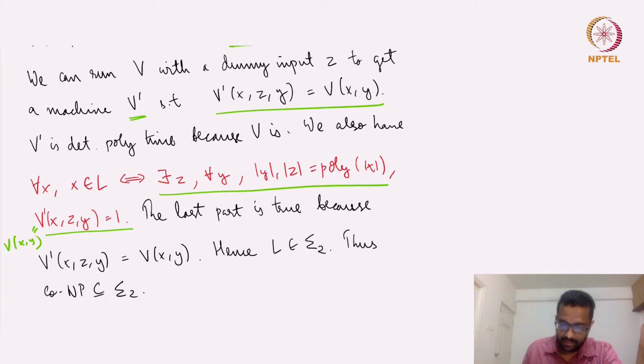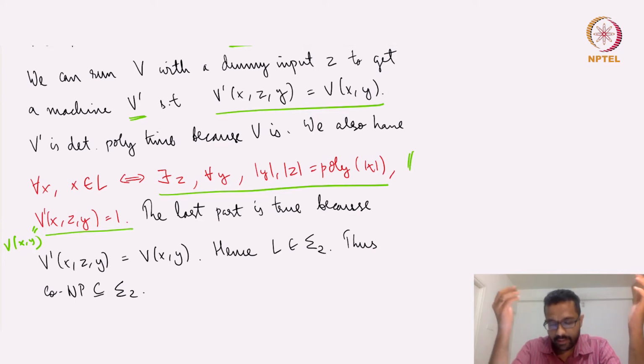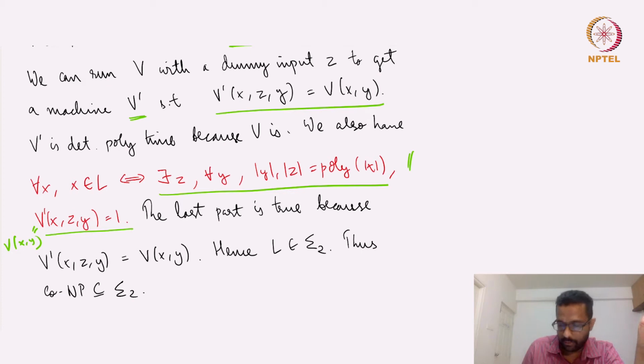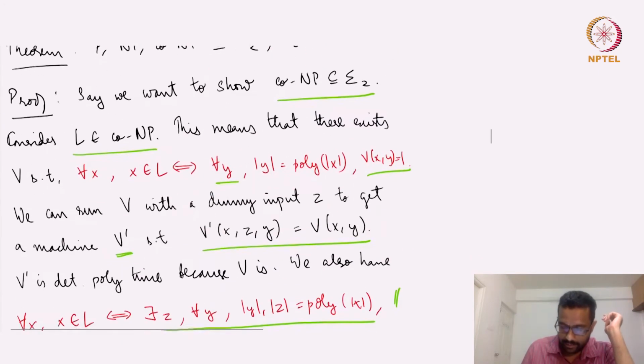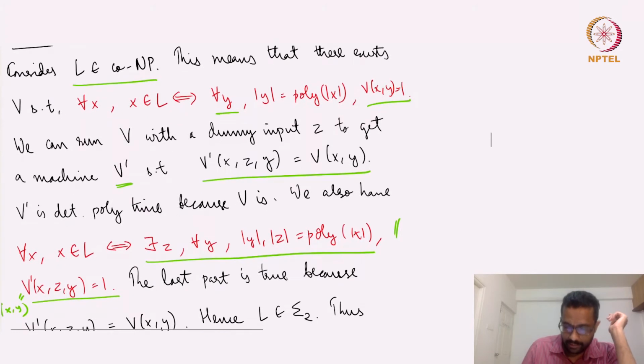Hence now we are able to write this statement that is underlined over here, characterizing L in the form of a sigma 2 language, right. So I have there exists followed by for all. So simply co-NP is in sigma 2. Basically co-NP has this characterization for all. We needed a there exists, so we put the there exists by a dummy variable.